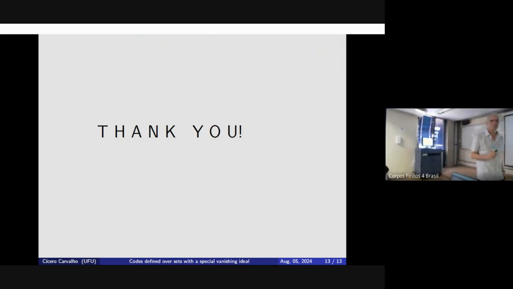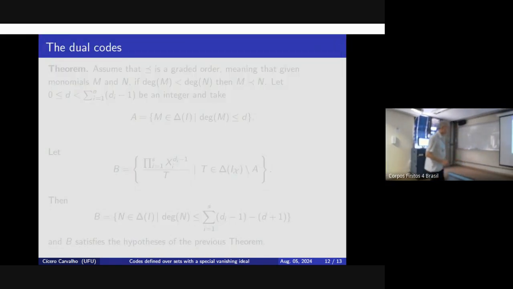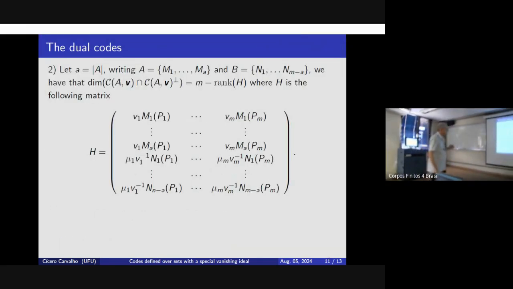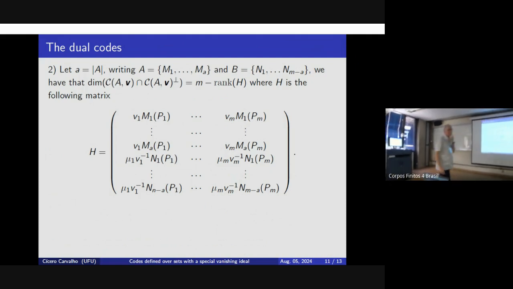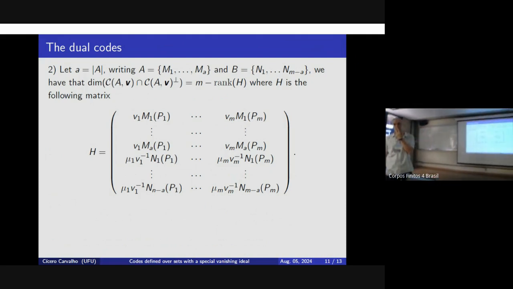Any other question? Yeah, so can you go back to slide 11? Yeah, this one. So this H is the parity check matrix, N minus the dimension of the quantum code. Yes. The dimension, yeah. So this is the parity check matrix for your code. Yes.